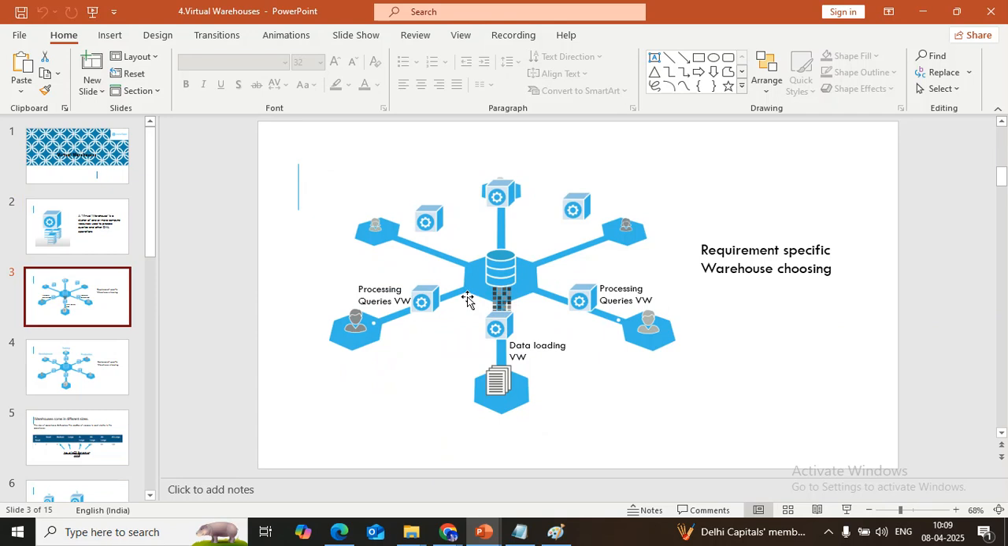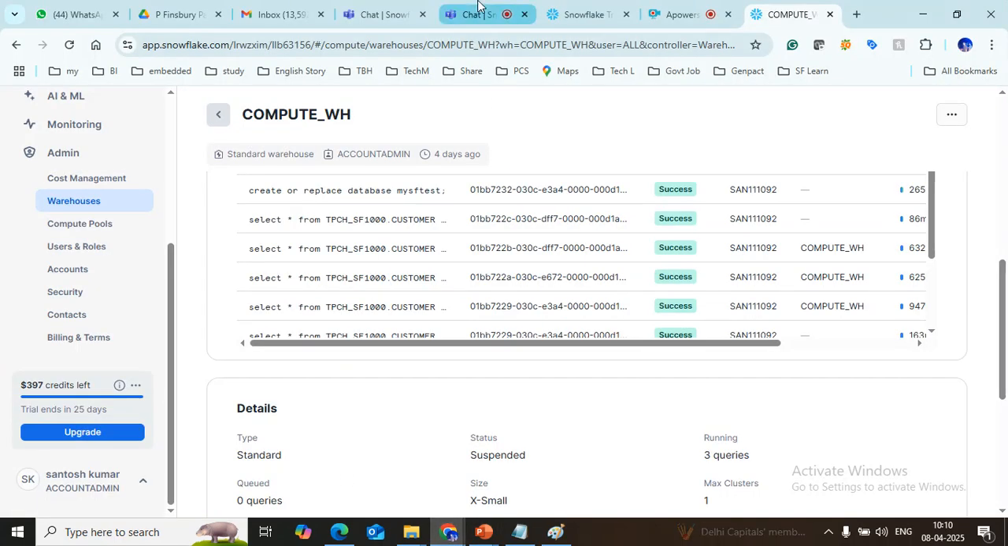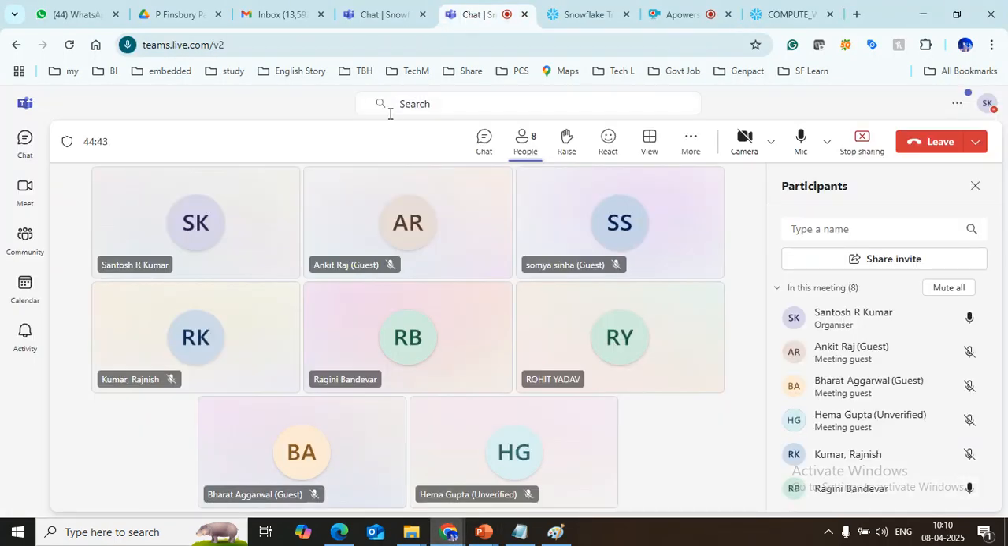Now in your organization you have seen the dev environment, the prod environment, the test environment. Is everyone aware or not? Rest of the people, please tell me whether you understand environments or not.